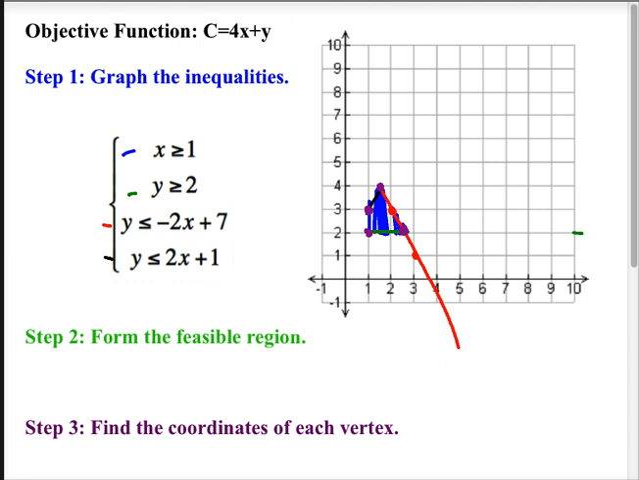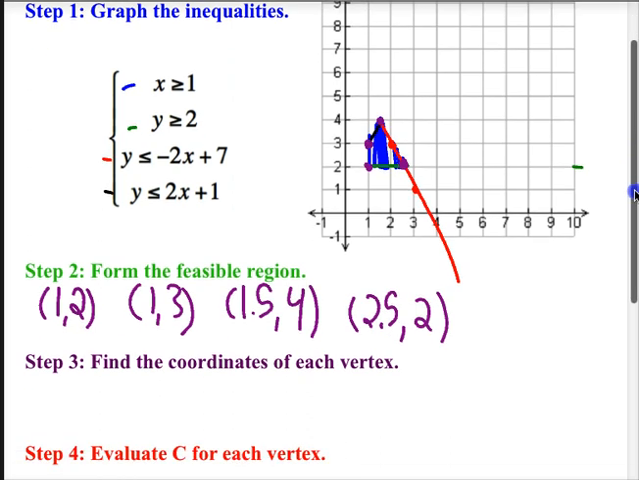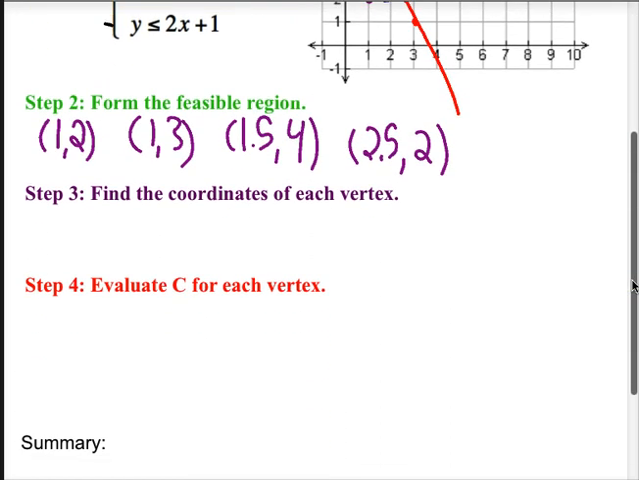So my vertices are at 1, 2, 1, 3, 1.5, 4, and 2.5, 2. All right, so that is my region that I'm going to be looking for. And again, I'm going to be using that equation to check all of my points. So 4x plus y is what I'm plugging all of my points into.